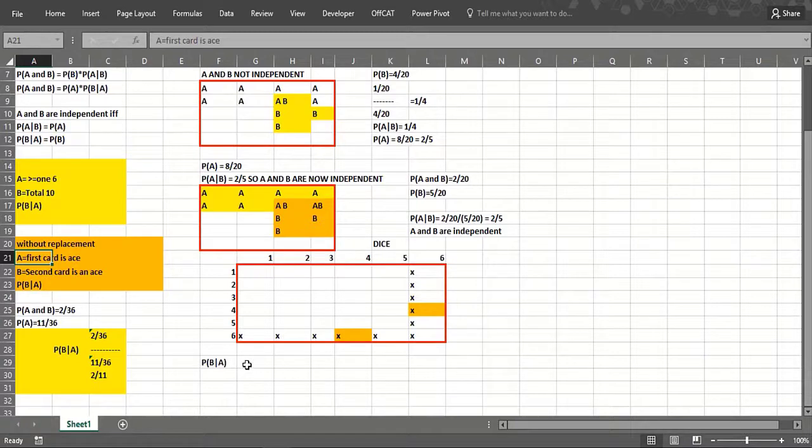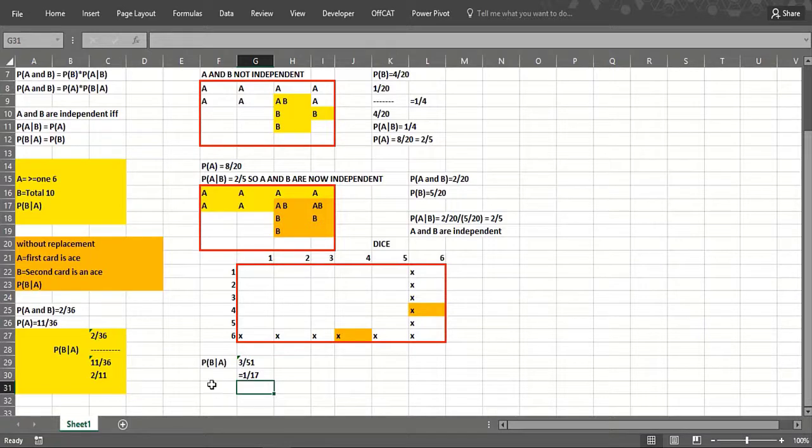If I tell you the first card is an ace, okay, what's the probability the second card is an ace? Well, now there are 51 cards in the deck and 3 are aces. So the answer is going to be 3 over 51. And that's going to be 1/17. Okay, and that would be the answer there.